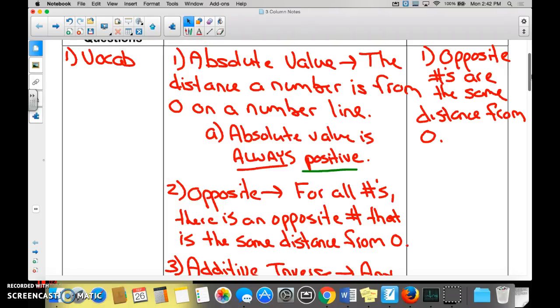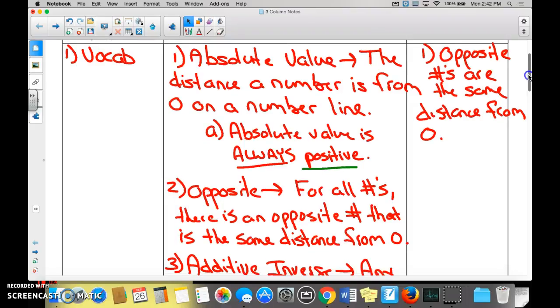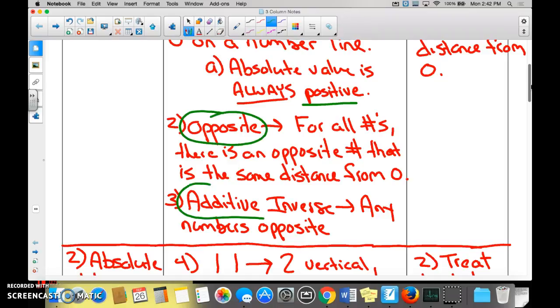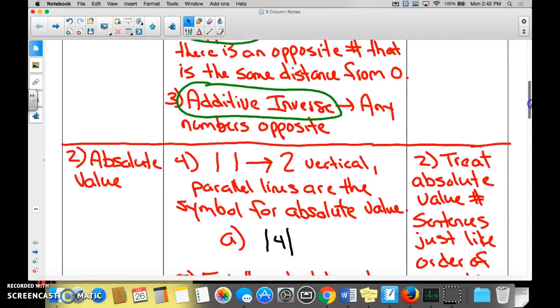Absolute value is the distance a number is from what number? 0. Distance a number is from 0. Wonderful. And remember, an opposite and an additive inverse are basically the exact same thing. It's numbers that have their value the exact same distance from 0, and they're on opposite sides of the number line. Okay, sweet. You gotta know that stuff.